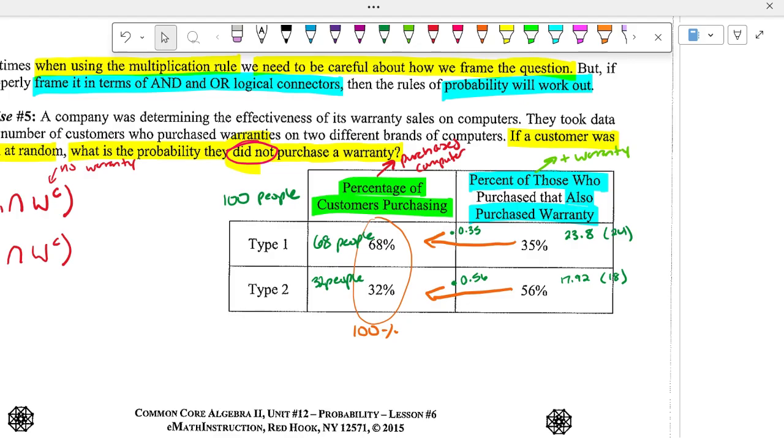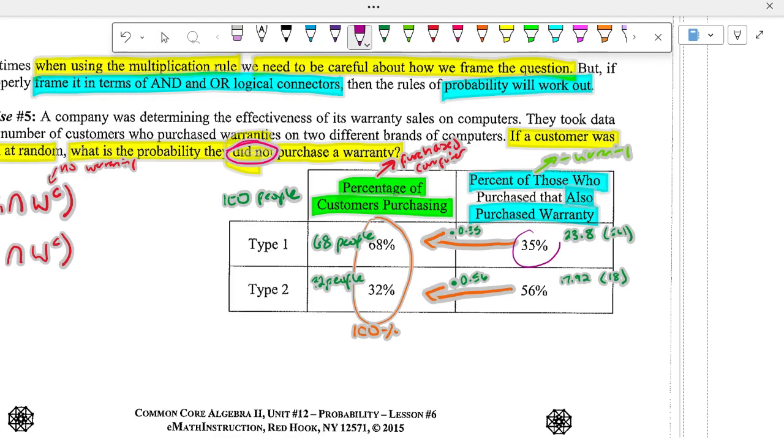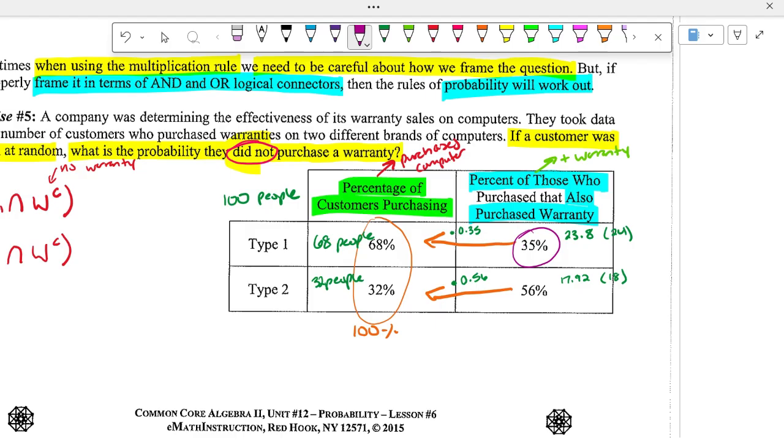So let's think about it this way. If 35% bought the warranty for Type 1, how many did not? Out of 100% of Type 1. 65%. Right. So that means that 65% of that 68%, no warranty. If 56% bought the warranty for Type 2, what percentage of the 32% did not? 44%. Again, no warranty.